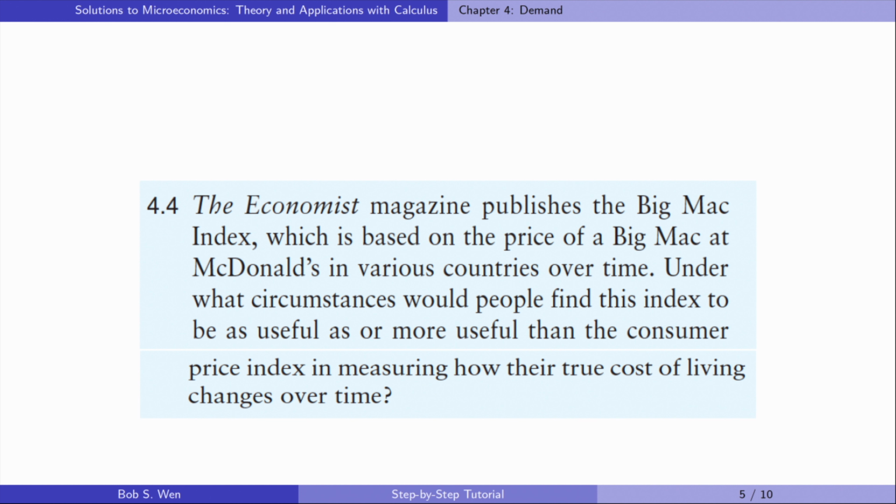It is worse than the CPI, which is the average price of a basket of goods. Since both of them suffer from substitution bias, it is hard to tell which one is better. It depends on how large the substitution bias is due to the relative price change.